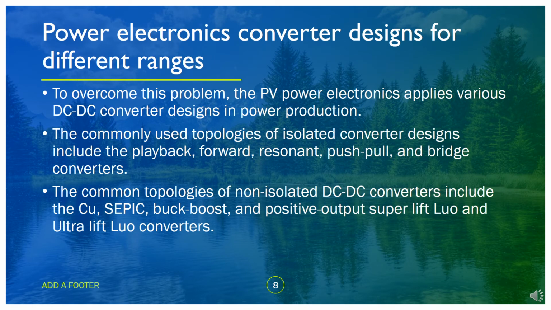Solar PV systems are mostly affected by the abnormal variability of solar irradiance, which might interfere with the constant voltage output supply. To overcome this problem, the PV power electronics applies various DC-DC converter designs in power production. Several DC-DC converter designs are currently in use in the regulation of input voltage, and they can be classified into insulated and non-insulated DC-DC converter designs.